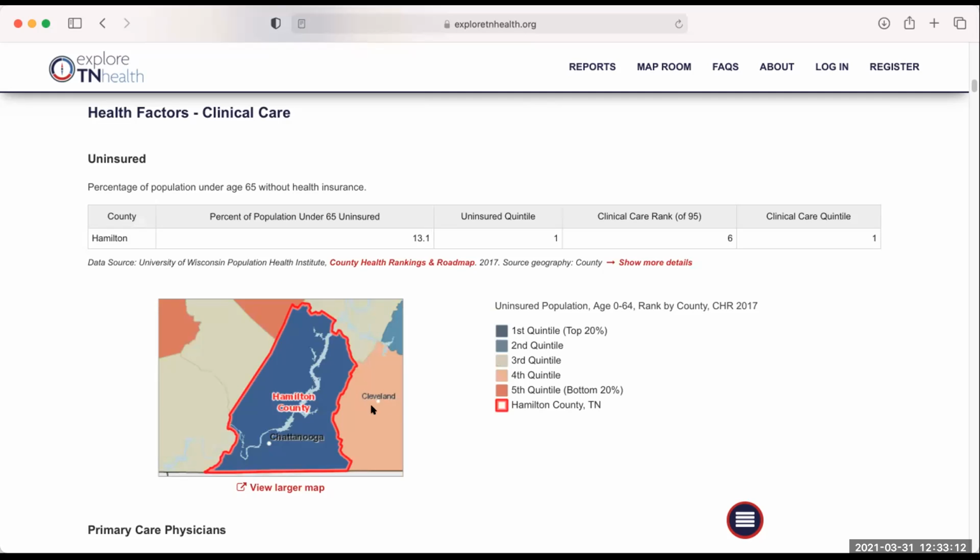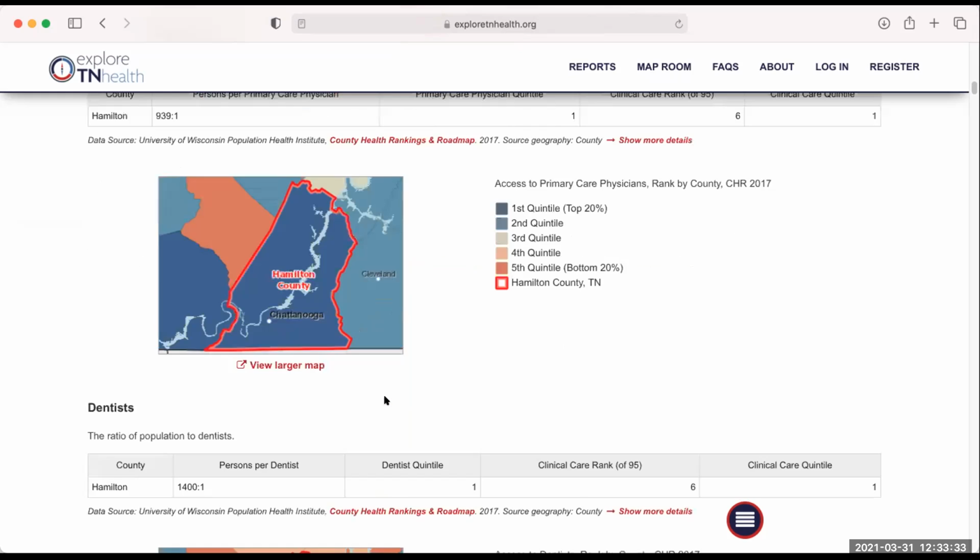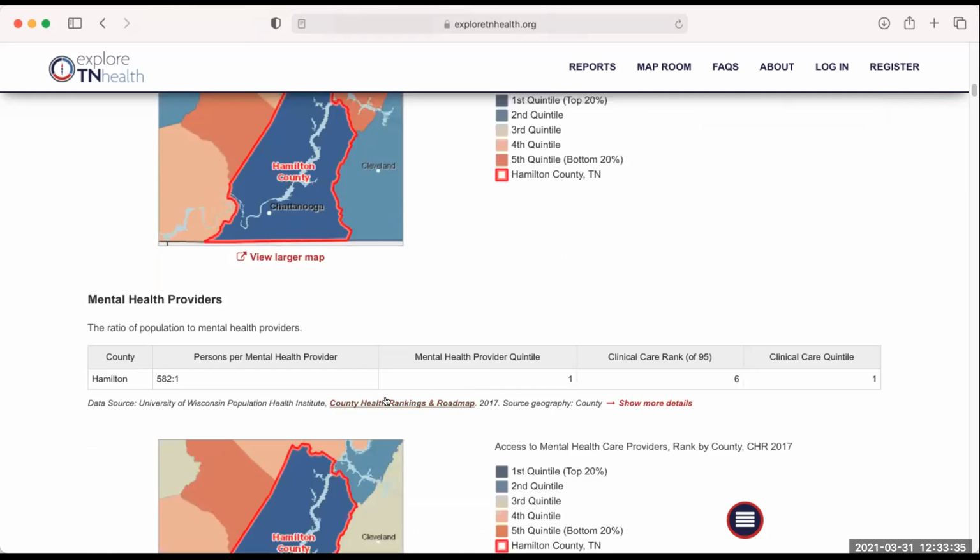You notice that this neighboring county here, no, but that's also a relatively short drive into Chattanooga. Cleveland, depending on how fast you drive, that might be 40 minutes. So it could be worse, but also could be better. And you'll see the other breakdowns here.